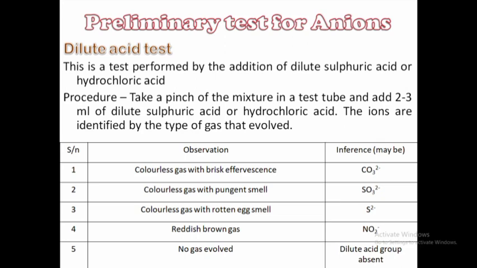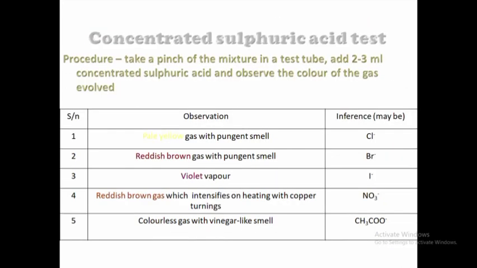In the dilute acid test, what happens is you take the mixture and put it in a test tube and add 2 to 3 ml of dilute HCl or H2SO4. You smell and identify the gas. You use the same method for the concentrated acid group.